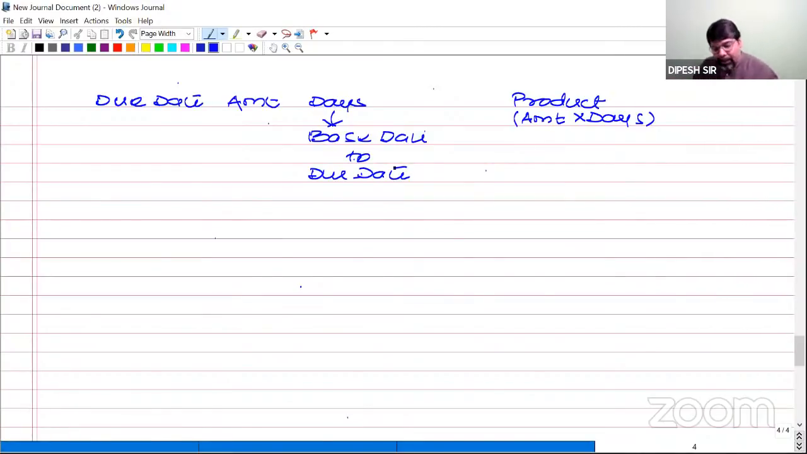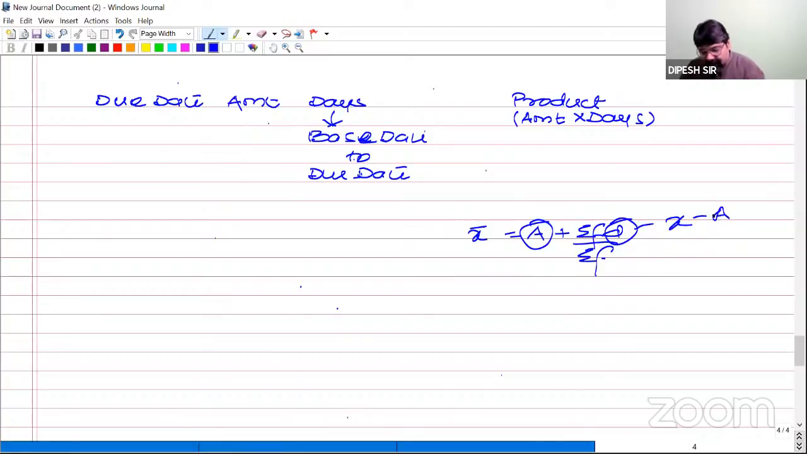Days is equal to base date to due date. Now, obviously, what is base date? You remember when you did statistics and you calculated mean, you had one formula, x bar is equal to A plus summation fd by summation f. Correct? A was assumed mean. Assumed mean can be any number, but generally it should be the middlemost number. And d is equal to x minus A. Same thing over here. A means assumed mean. Over here, A means assumed due date.